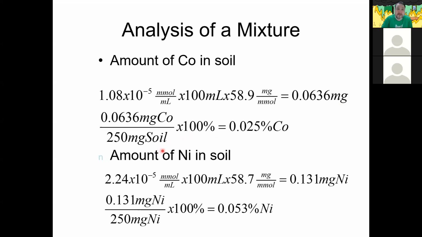And we can do the same thing for the nickel, where we take its concentration in millimoles per milliliter. The reason why we want to do millimoles per milliliter is that when we use the molar mass, it gives us right into milligrams times our volume, and we're going to end up with 0.131 milligrams of nickel. Take our 0.131 milligrams of nickel, divide by the total mass, times 100, gives us 0.053% nickel.